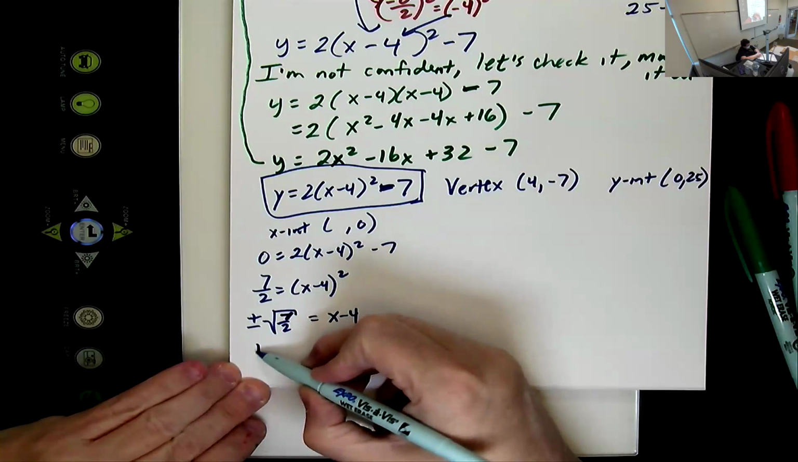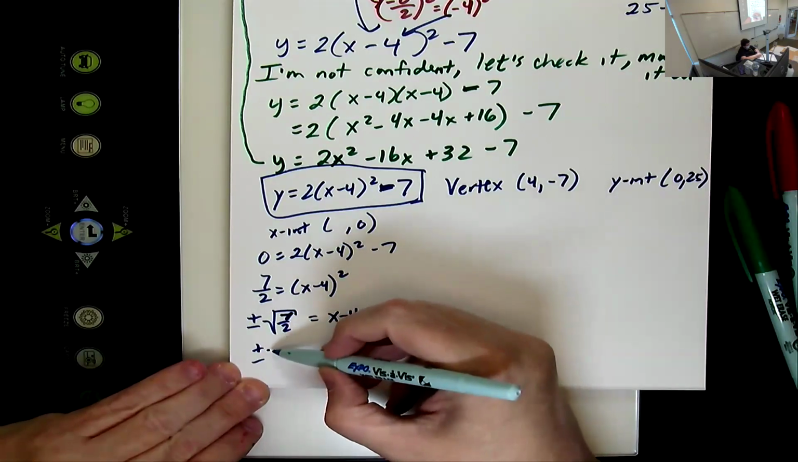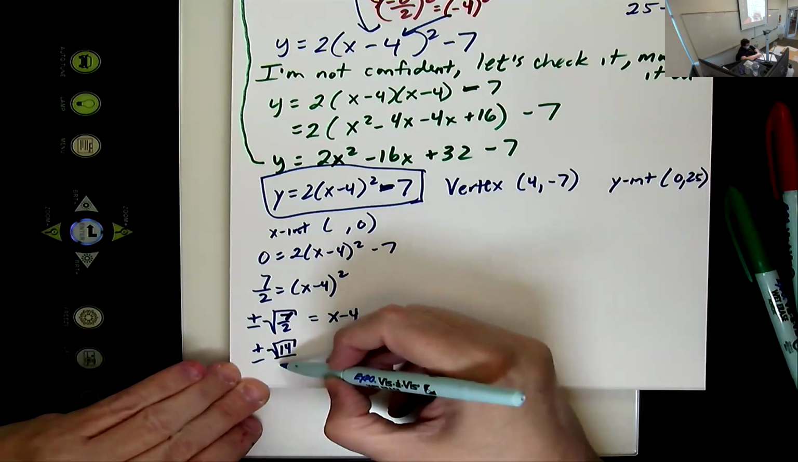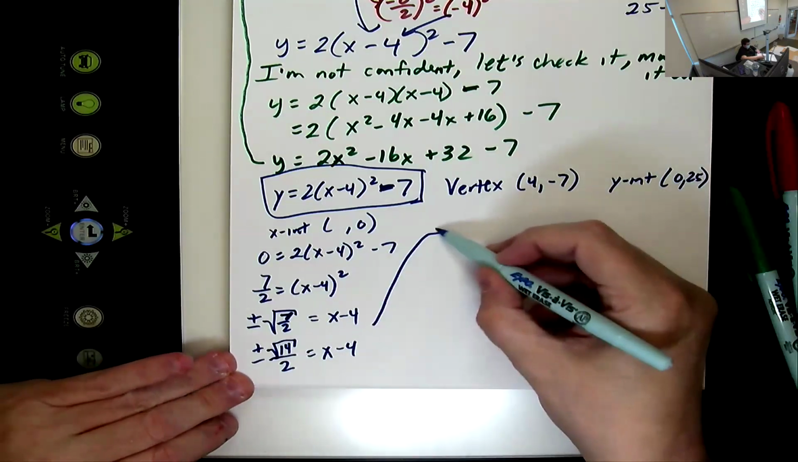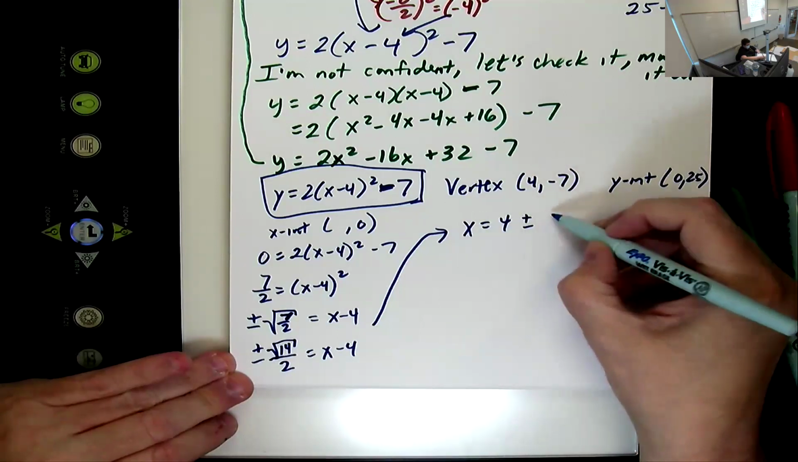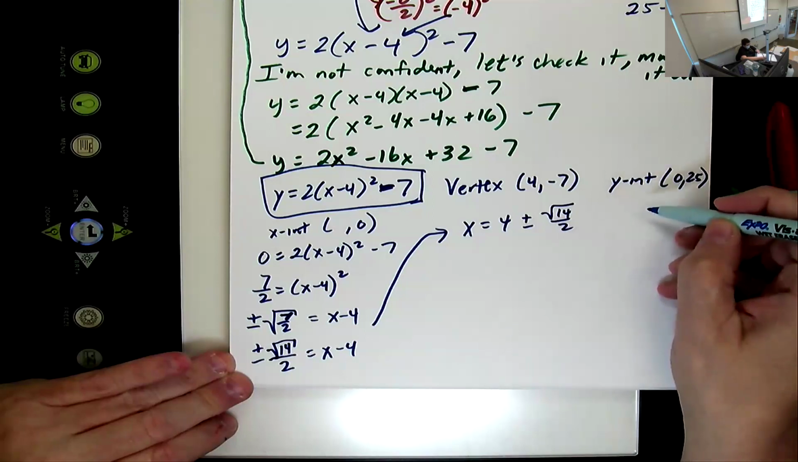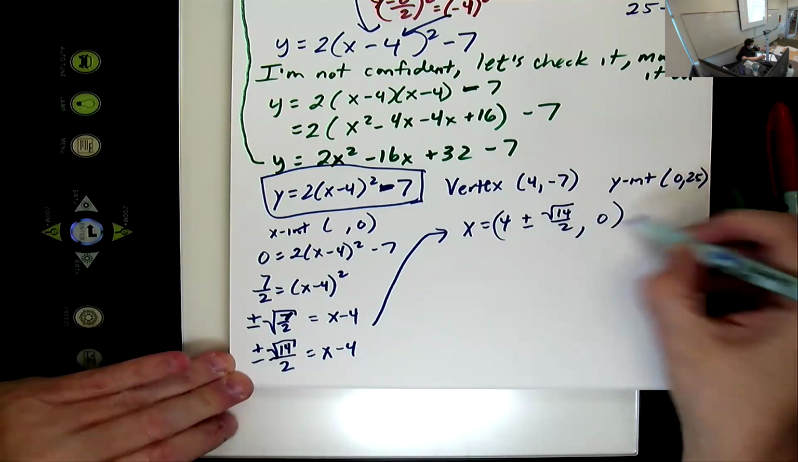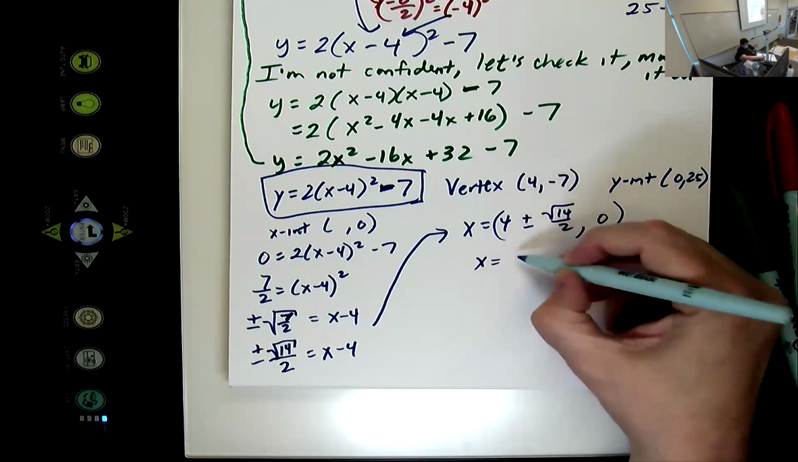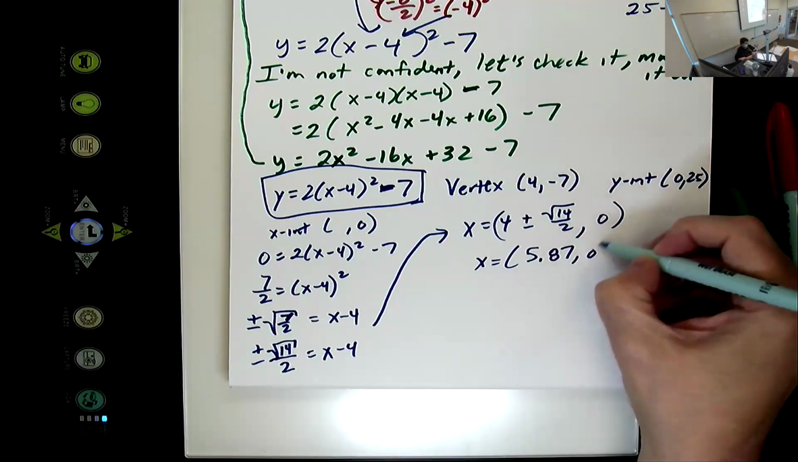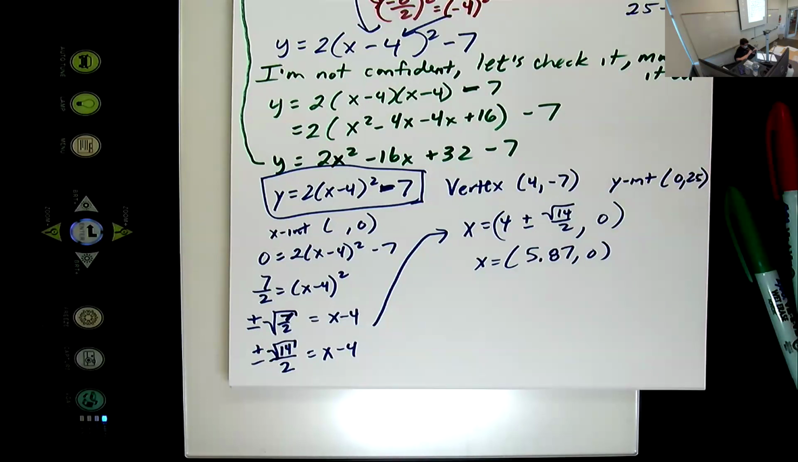And we did stuff with radicals before. If we multiply the top and bottom by the square root of 2, this ends up giving us square root of 14 over 2. X minus 4 still here. So I get x equals 4 plus or minus square root of 14 over 2. That's when y equals 0. Let's get some points there so we can sketch it. 4 plus square root of 14 divided by 2. I'm getting 5.87 comma 0. And 2.13.